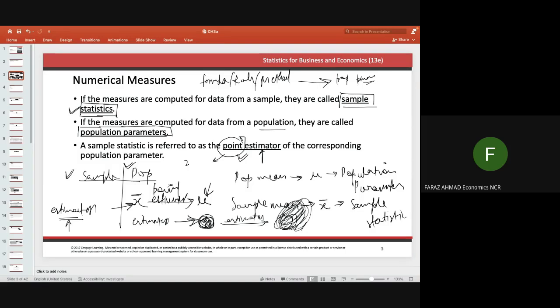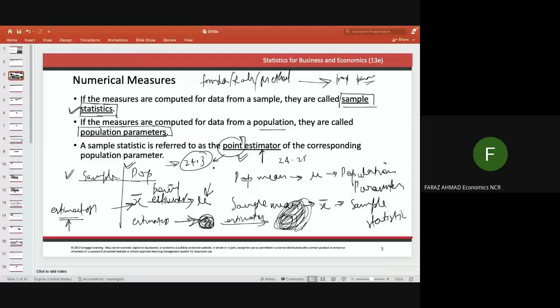And when I say point estimator, the word point means a single number, for example 24.3. You can understand it as a point. And when you have a range of numbers, for example 24 to 25, then everything in the middle of 24 and 25 is in this range.